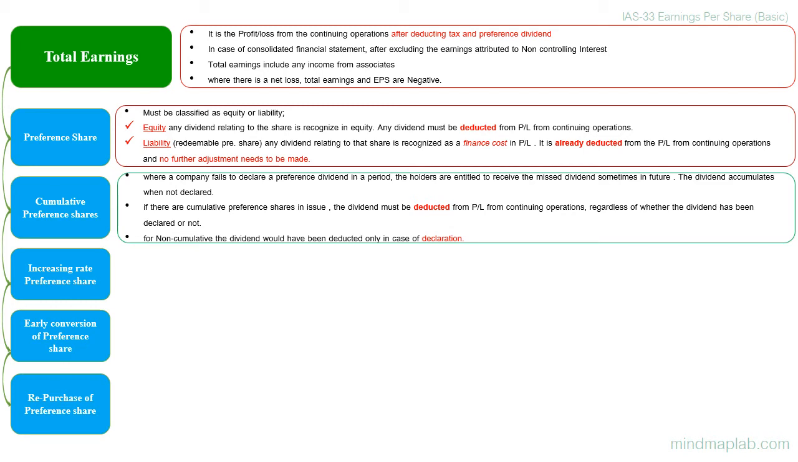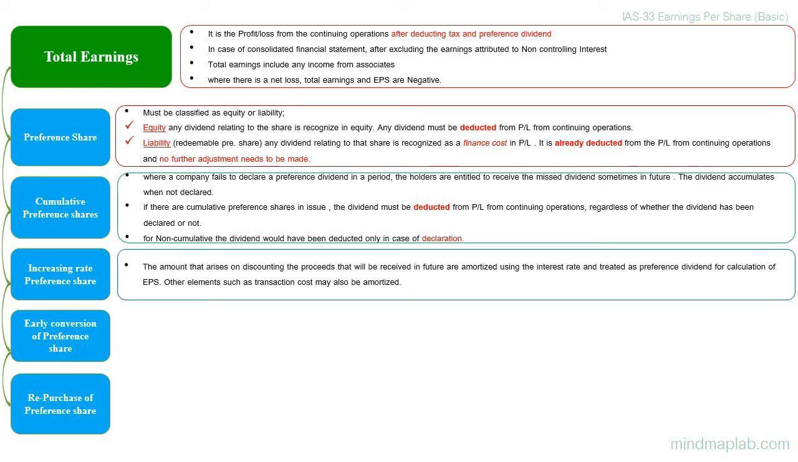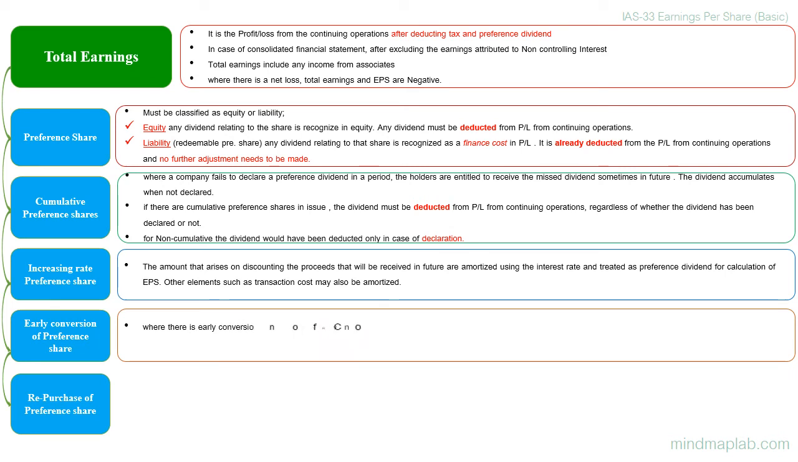Increasing rate preference share. The amount that arises on discounting the proceeds that will be received in future is amortized using the interest rate and treated as preference dividend for calculation of EPS. Other elements such as transaction cost may also be amortized. Early conversion of preference share. Where there is early conversion of convertible preference share, the excess amount transferred is treated as a return to preference shareholders and must be deducted for EPS calculation.